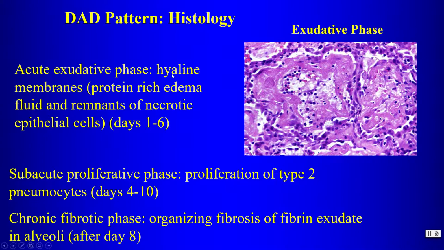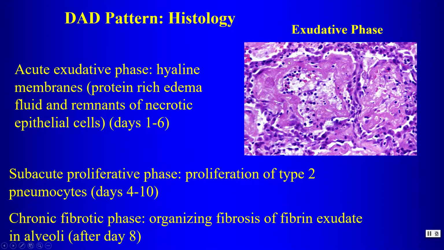So the histologic pattern associated with ARDS is diffuse alveolar damage, and ARDS progresses into various phases. There's the acute exudative phase where we get hyaline membranes and protein-rich edema fluid with remnants of necrotic epithelial cells. This occurs on days 1 to 6. And then there's a phase of proliferation of type 2 pneumocytes. That is the subacute proliferative phase. This occurs on days 4 to 10. And then there's the chronic fibrotic phase where we get organizing fibrosis of the fibrin and the exudate that is accumulated within the alveoli, and this usually occurs after day 8.